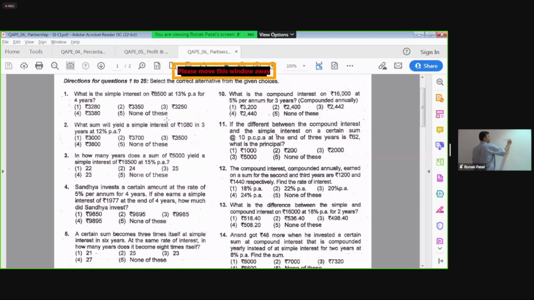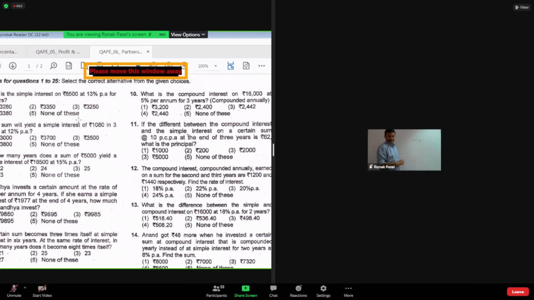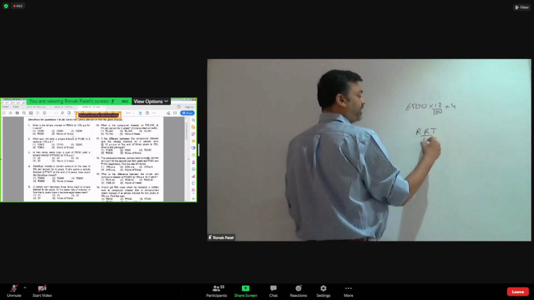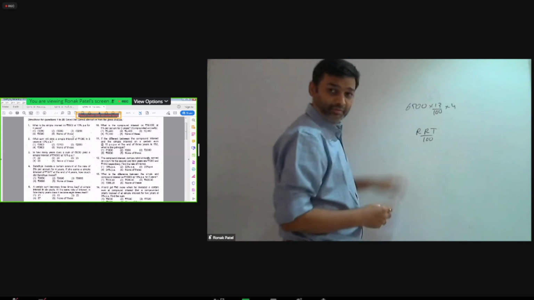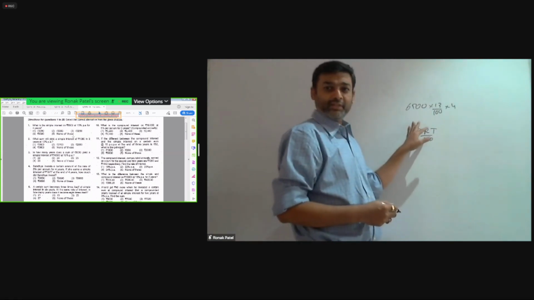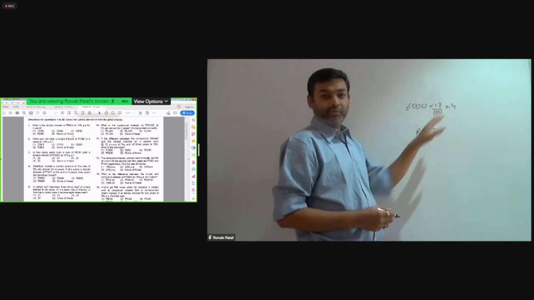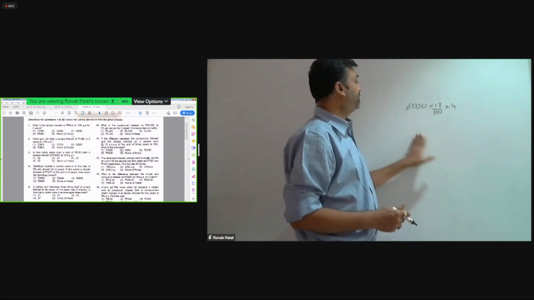You can do it like this. This is 1 year interest and you want 4 years interest, so multiply it with 4. This is popularly known as PRT upon 100, this formula, if you remember. But it's the same, our logical thing is the principal, the rate of interest for 1 year, multiplied by 4 years. So what is the answer?